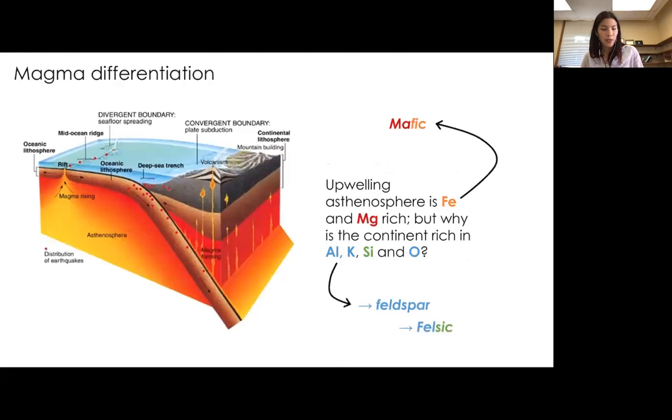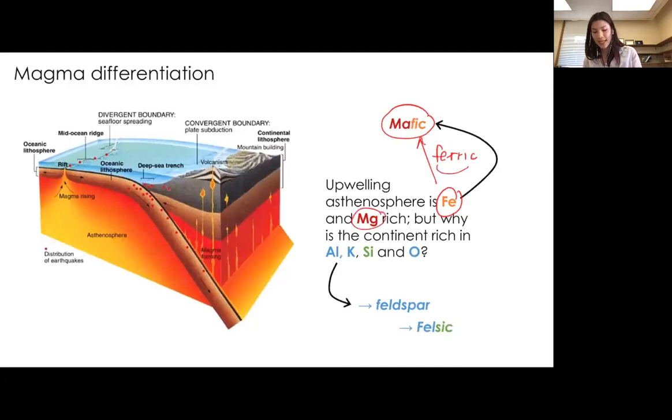Before we get into that, I want to talk about 2 terms here. So I mentioned the upwelling asthenosphere is rich in iron and magnesium, and this is going to lend itself to a term that we call mafic. This is the composition that comes from the asthenosphere, and it's going to be the composition of some of these igneous rocks. So we'll call them mafic if they are rich in iron. And so you can think of that as ferric. So we're borrowing part of that word into mafic.